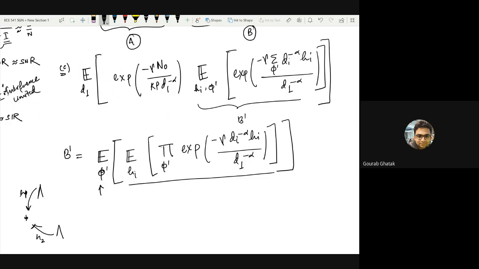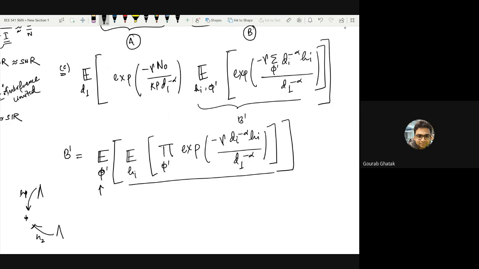Or did I lose someone, or is everything okay? If you want, I can repeat at any time. Please feel free to stop me. What I'm saying is that for a given realization of the network, that means d1 and di's are fixed, each of these terms which make up this product is independent of each other because the Hi's are independent of each other.